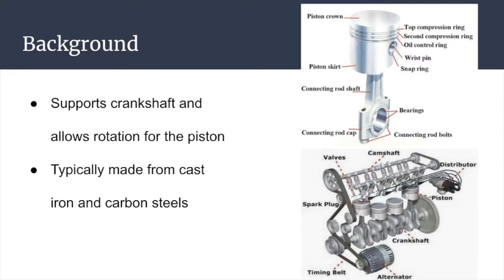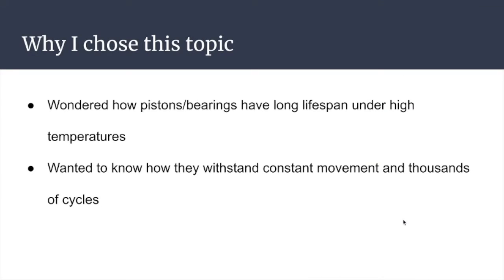Piston bearings support the crankshaft, which is this long section in the engine, and it allows rotation for the pistons. They are typically made from cast iron and carbon steels. The piston bearings go into this section of the piston, which is then placed onto the crankshaft, and they are rotated up and down. I chose this topic because I wanted to know how pistons and bearings have long lifespans under high temperatures, constant movement, and thousands of cycles.